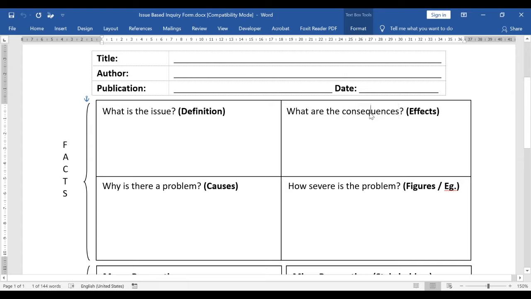What would the social issues lead to? What problems will arise? And finally, how severe the problem is. You probably would need some figures and examples. We have done that as well. Last time we looked at a number of newspaper reports which directly quote examples or numbers. So we have done 2 parts already, and now we are on to the other 2.